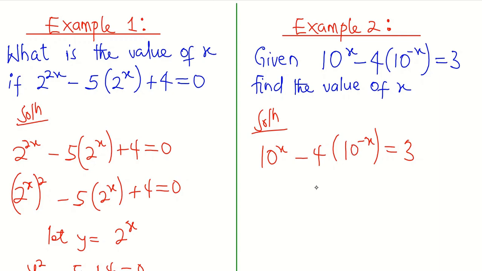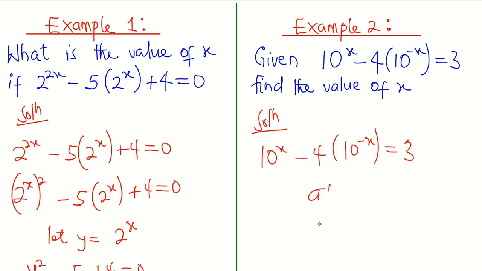But wait, what is a exponent minus 1? In indices, we said that a exponent minus 1 can be written as 1 out of a. So if at this point we have 10 exponent minus x, then we can write 10 exponent minus x as 1 out of 10 exponent x. And so we have this basic idea, then we can continue with our solution.